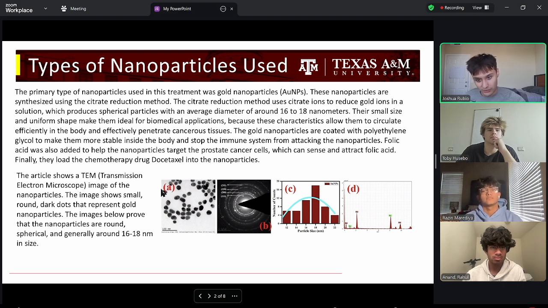And then down here at images A and B, you can see electron microscope imaging of the actual nanoparticles. You can see the spherical shape in A, and in B you can see the relative size, like how small these nanoparticles actually are.